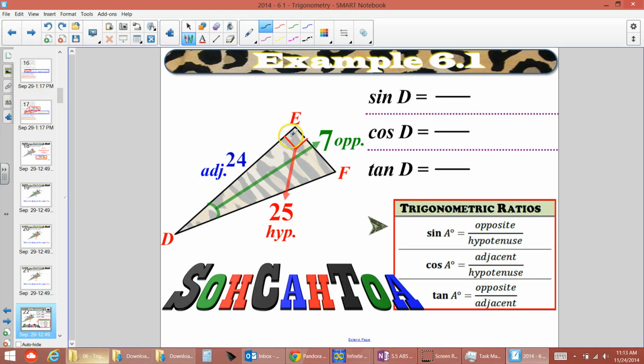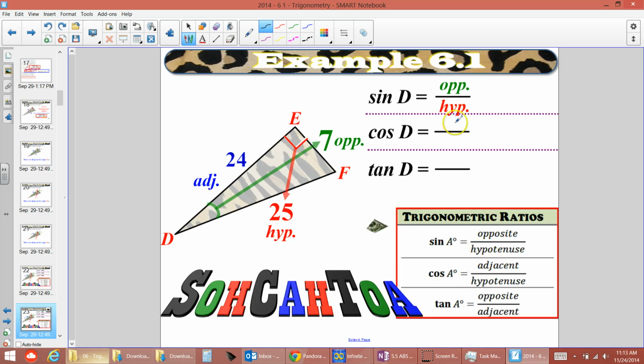Now with this diagram I've drawn, we're going to plug in this information. Sine of A, or in this case D, is opposite over hypotenuse. Cosine is adjacent over hypotenuse. Tangent is opposite over adjacent. We'll start plugging our stuff in.